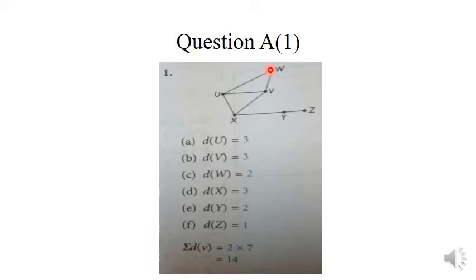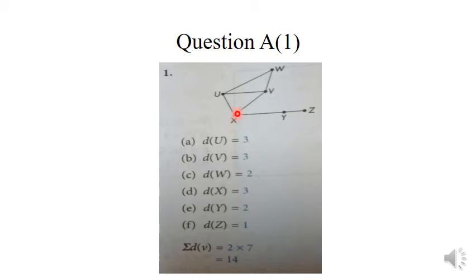Find vertex W. Count how many edges. WU 1, WV, and the other one. So there are 2 edges from vertex W. Degree of vertex W is 2. So you write 2. Degree for vertex X.